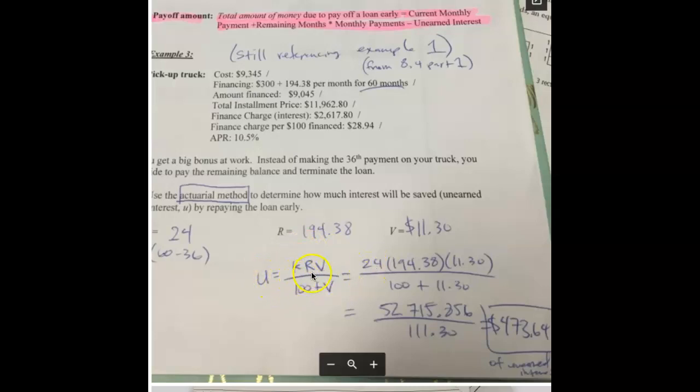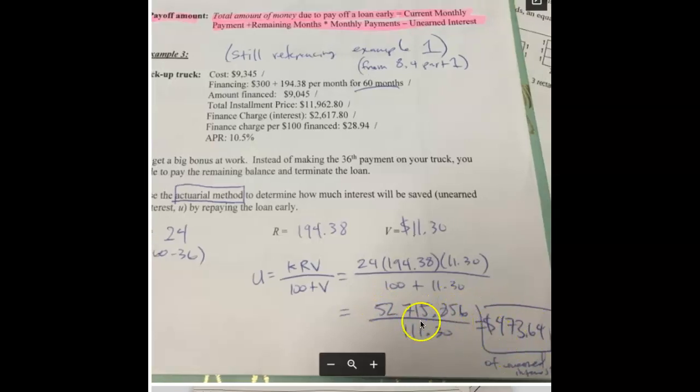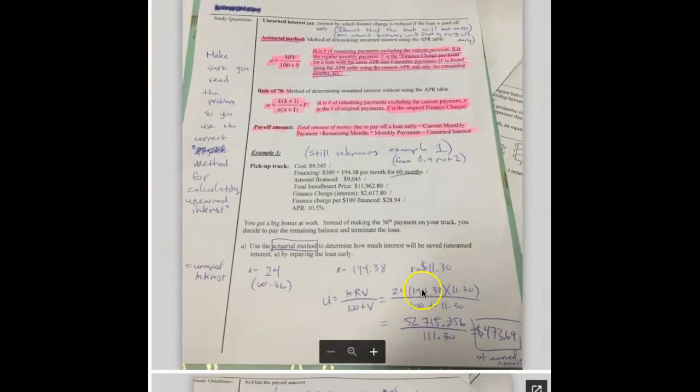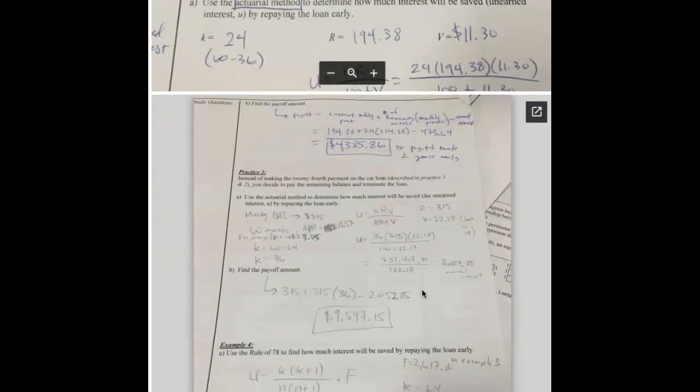K is 24, R is 194.38, and V is $11.30, all divided by 100 plus V, so 100 plus $11.30. Once you understand what all the variables are and can plug them in, calculating's fairly simple. Multiply across the top, add on the bottom, and then just divide the top by the bottom, and you see the answer there.